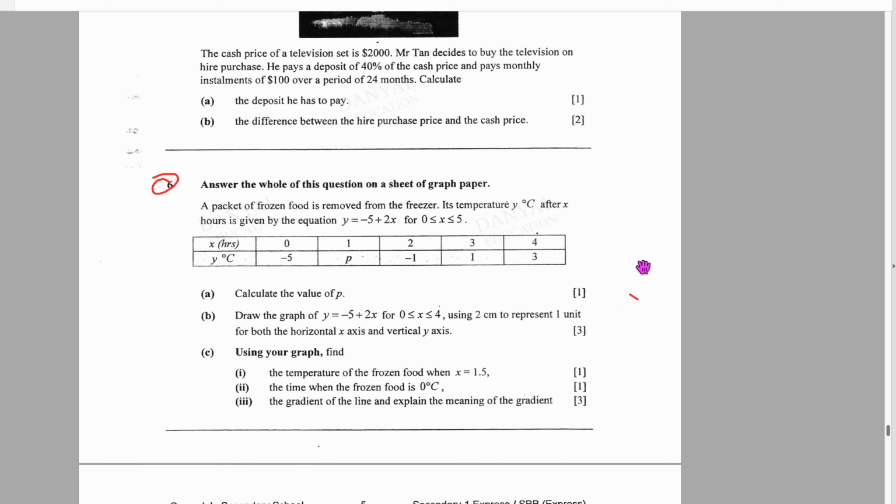Now, what do I write? y equals to -2. Or if you want to answer the question right, then you write the temperature of the frozen food is -2. -2, right? Okay, yes.